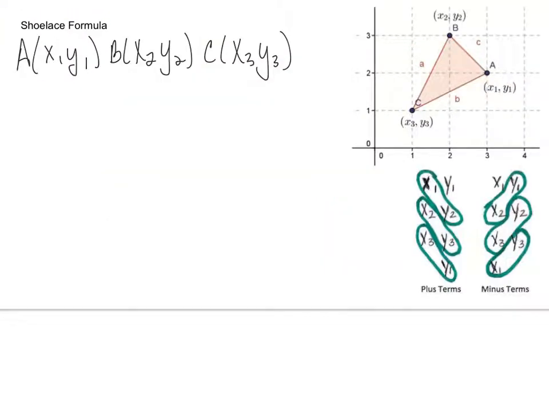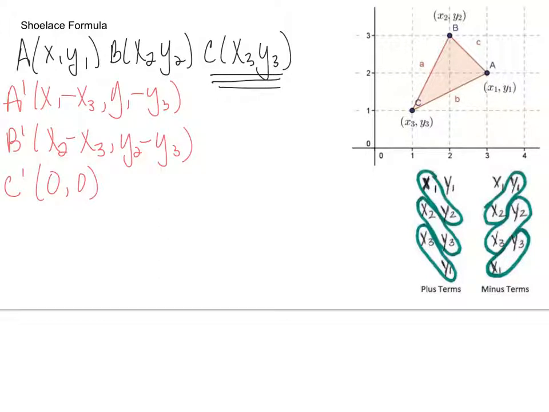All right, let's start talking about the shoelace formula. I have a triangle. It is not set at the origin, and I would like to be able to calculate the area of it. So I'm going to translate point C to the origin. So I'm going to subtract x sub 3, y sub 3. All right, there we go. I just translated point C to the origin, right? So let's use our formula, our shoelace formula, and write down what the area would be.